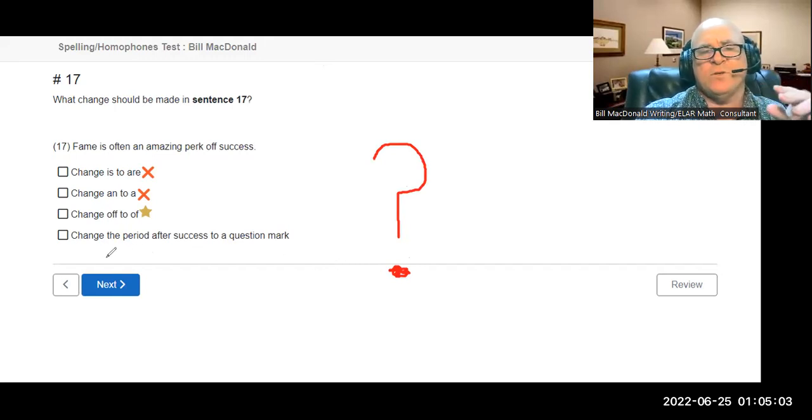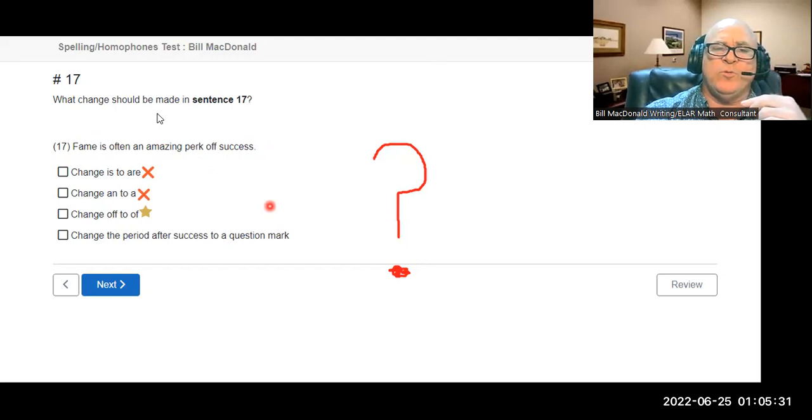If this was a question, the first two words would have been switched around. Capital is fame, often an amazing perk of success, question mark? No. Since we weren't starting with a question word, we wouldn't use a question mark. Think of a question mark as an ear where somebody's asking something and a dot where somebody's responding.